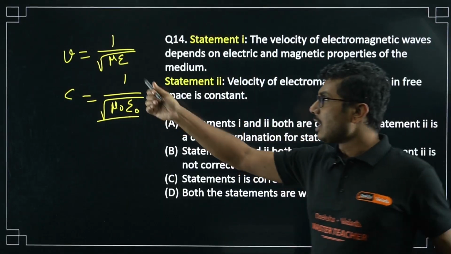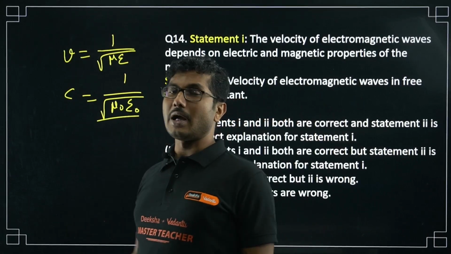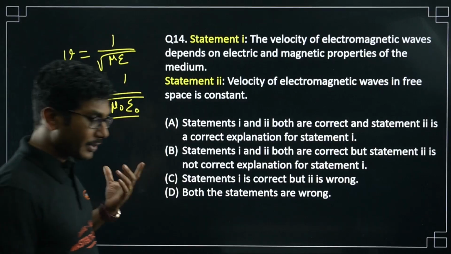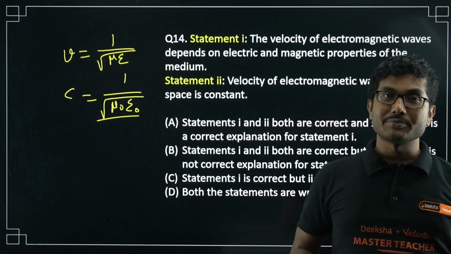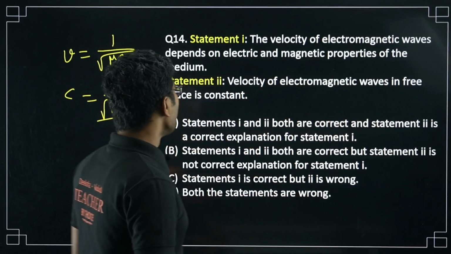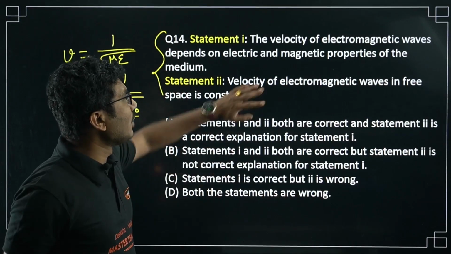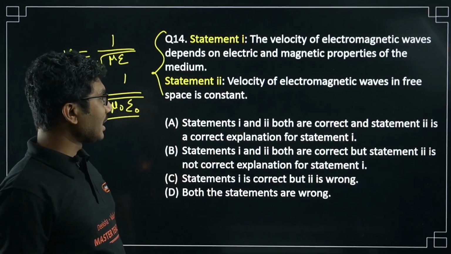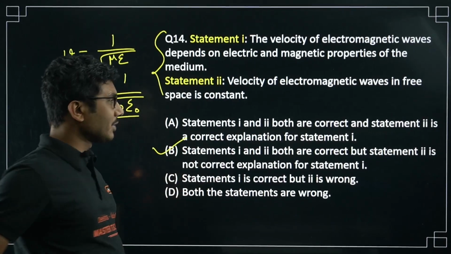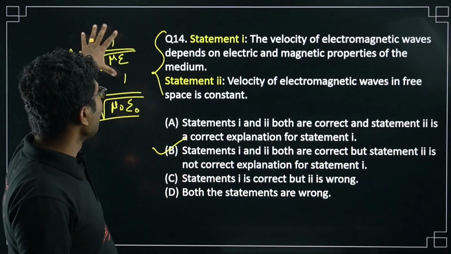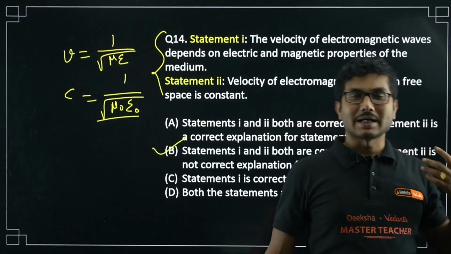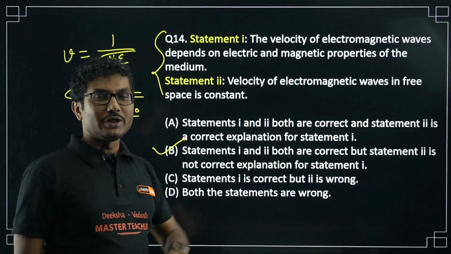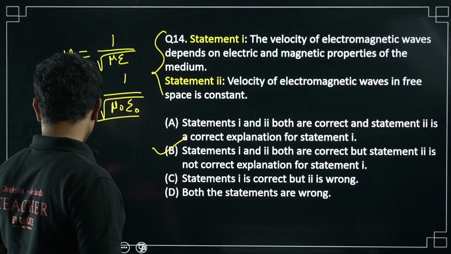For any other medium, mu and epsilon depend on their respective magnetic and electric properties. Based on how well the magnetic property it has, mu can vary from medium to medium. Similarly, epsilon can vary from medium to medium. So both statements are true, even though there is no apparent relationship between these two, right? Second statement does not explain the first statement. So both statements are correct, but statement 2 is not the correct explanation of statement 1. If they had given this formula perhaps in statement 2, then you could have said yes, correct explanation. But both of them are just statements without any link, so they are correct but no explanation.